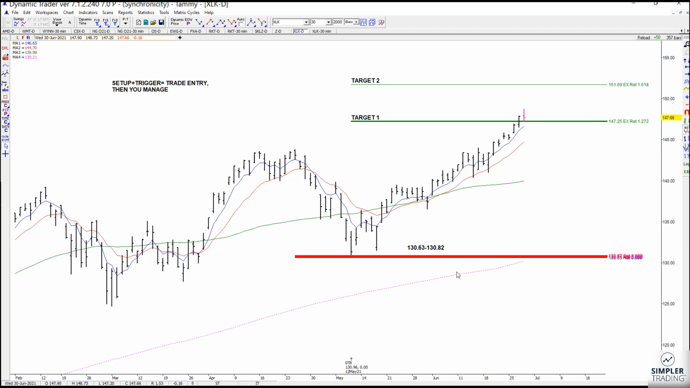Here's an example. Your setup is 130.63 to 130.82. You want to put your stop just underneath here. Now you can give it a little bit of wiggle room, but not too much. So that is your setup.